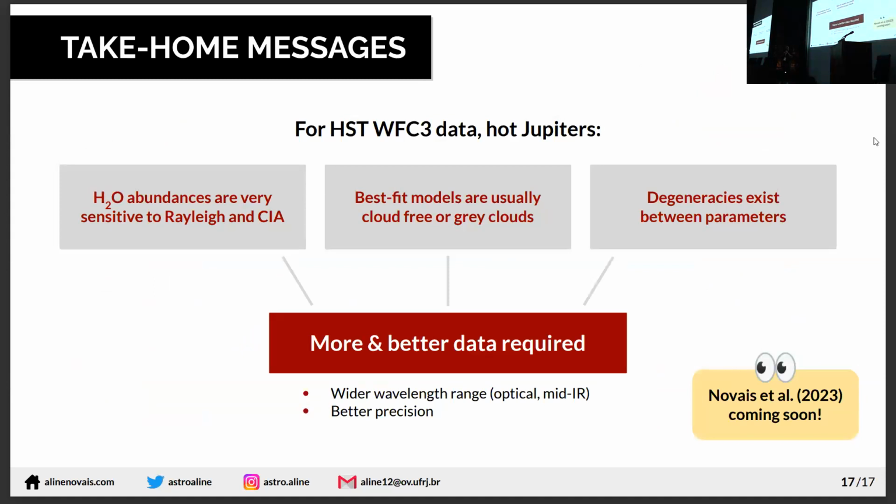And I'm going to leave you with my take-home messages, as I said a few times now. So we found differences in water abundances. We found degeneracies. So in summary, all of this is telling us, look, your data is not as good and you need better data. So basically, these are my main conclusions. And hopefully with James Webb data, which we're already working on as we speak, the retrievals for the same planets are going to be more constrained.